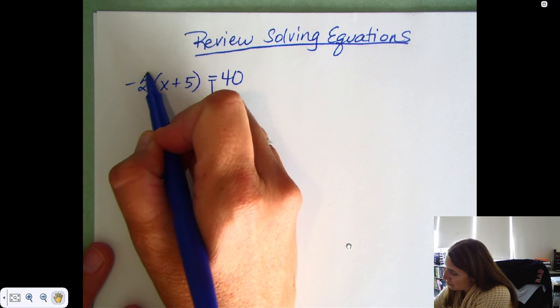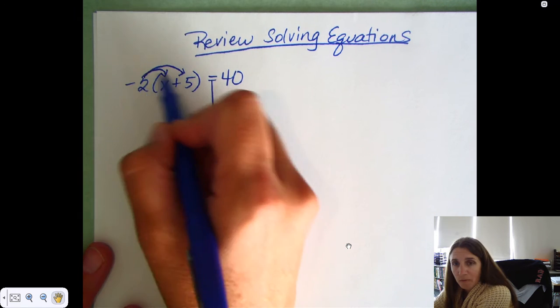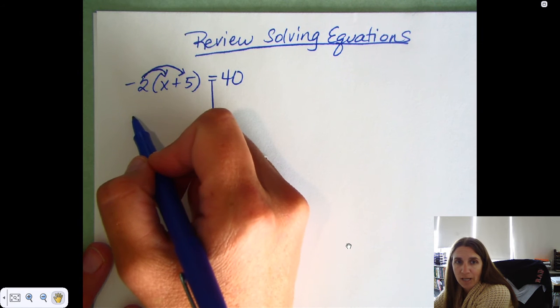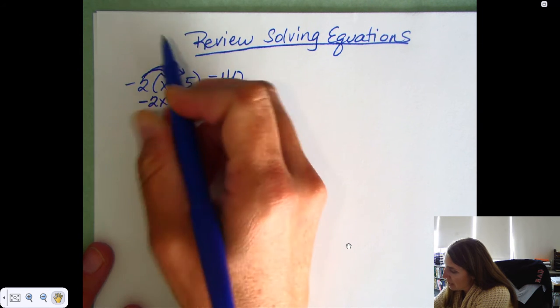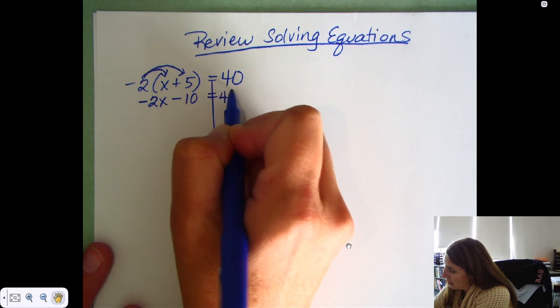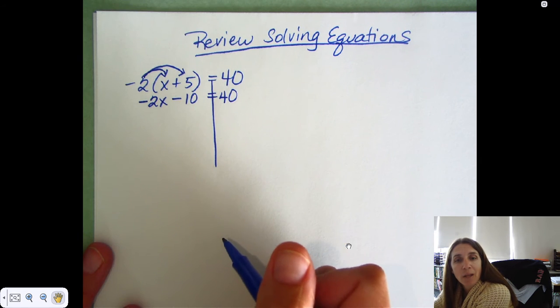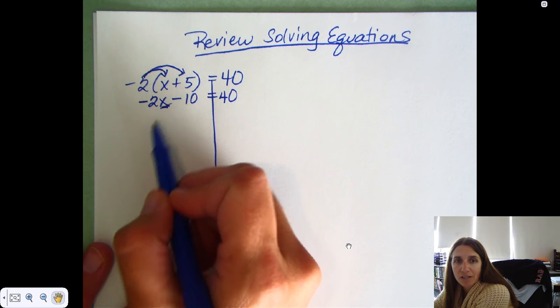And what I'm going to do is distribute this negative 2. And if you remember from 7th grade, distributing means you give it to everyone inside those parentheses. So we have negative 2 times x, that's a negative 2x, and a negative 2 times 5 is a negative 10. Bring down my equal 40. So again, still trying to balance my equation. The goal is to get x alone.